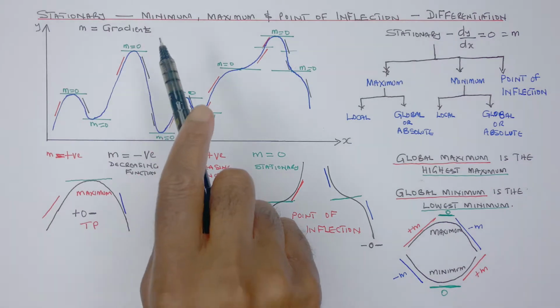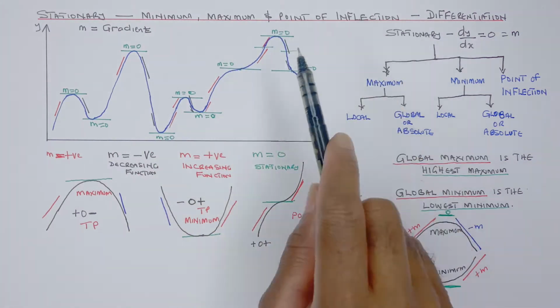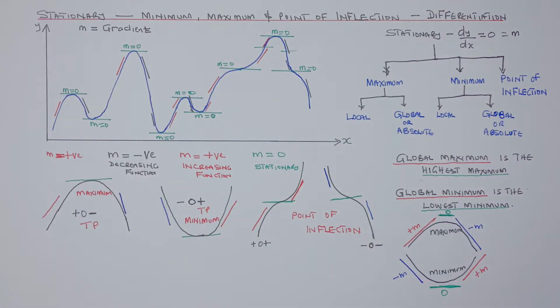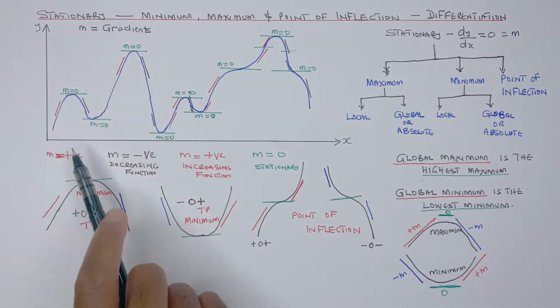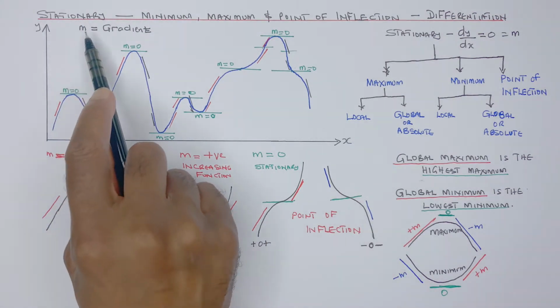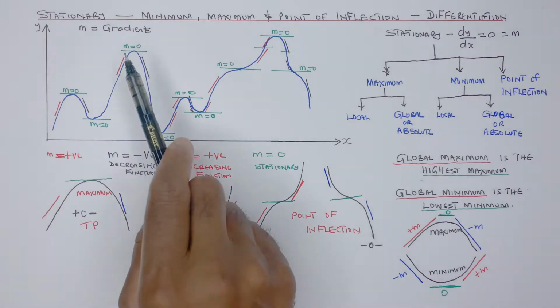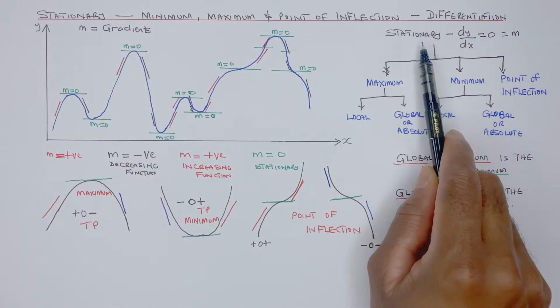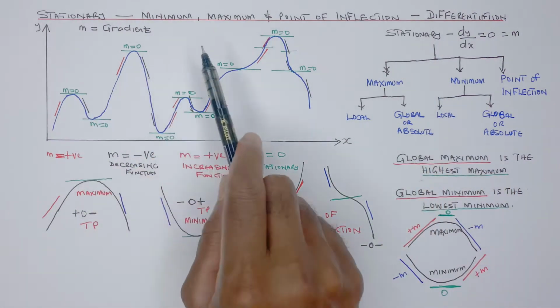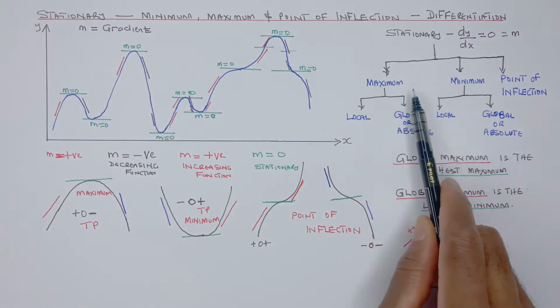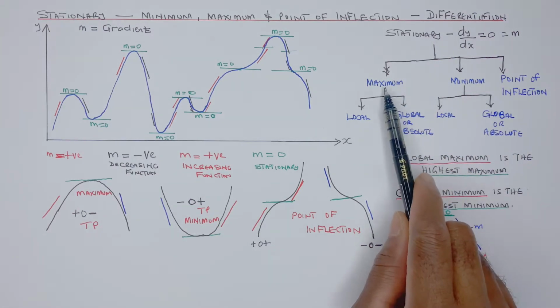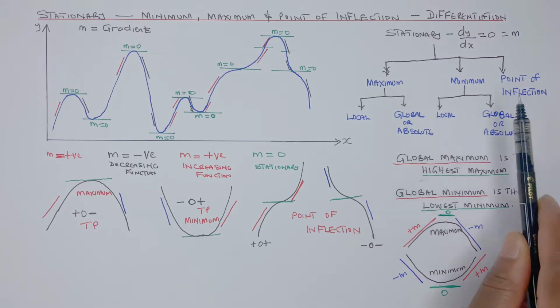Stationary, minimum, maximum, and point of inflection, differentiation. We have a function here. If m equals gradient, when the gradient is 0, we call that a stationary point. At the stationary point, there are three types of stationary points: maximum, minimum, and point of inflection.